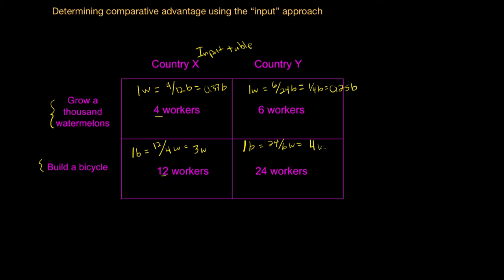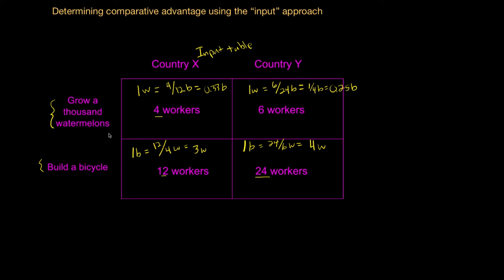To come up with these opportunity costs, what you need to do is determine how many of the other good could have been produced with the resources needed to produce a single unit of the good in question. 24 workers could have produced how many? 4,000 watermelons. So the opportunity cost of one bicycle is 4W, or 4,000 watermelons in this case. Now that we've calculated our opportunity costs, all we need to do is determine who has the lower opportunity costs in each good's production, and that will tell us who has the comparative advantage.